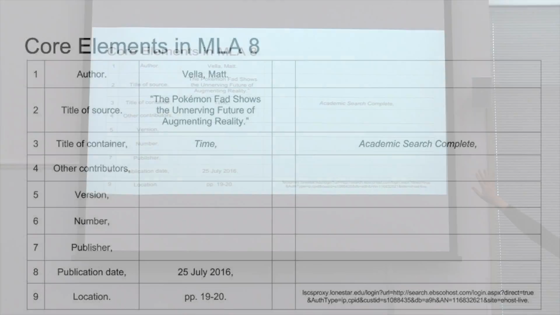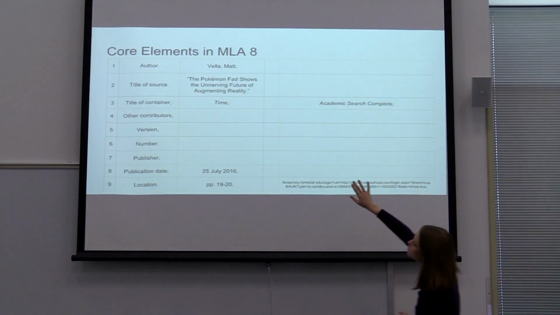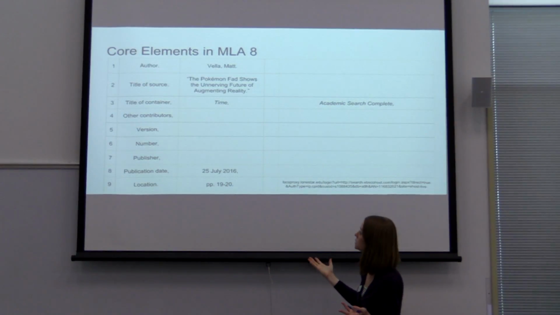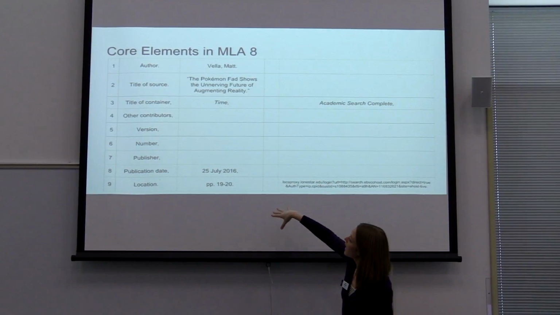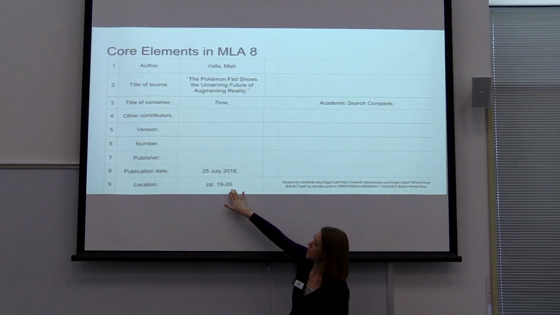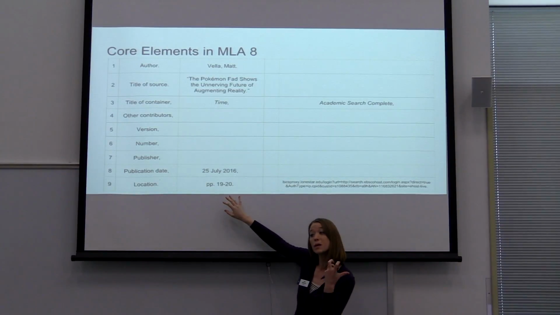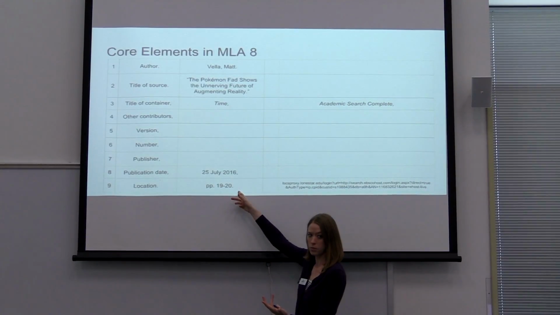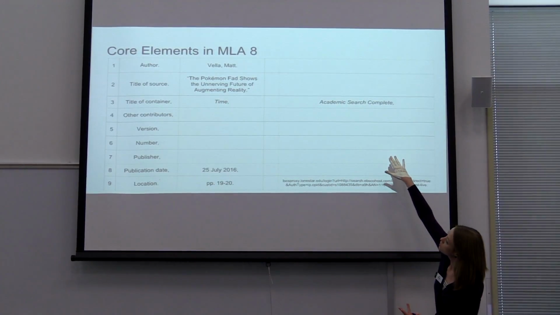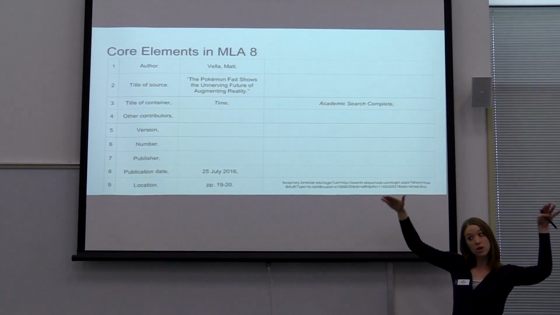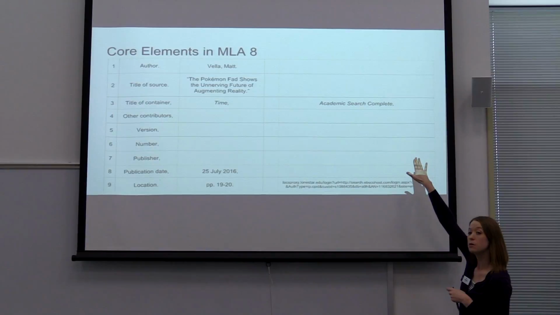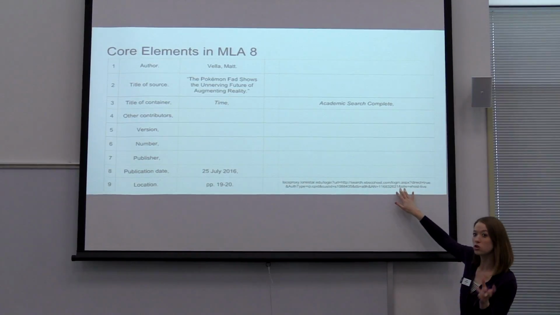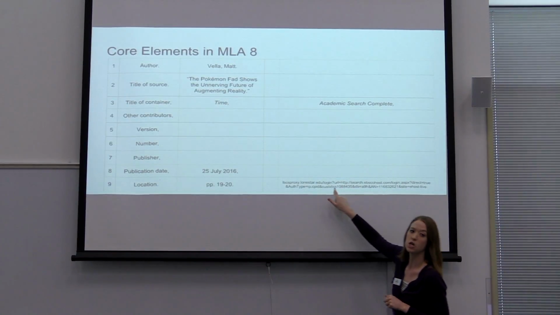So here is a Time Magazine article. You can see we've filled in the author, the title of the source. The title of the first container is the magazine, it's Time. And the only other information that I have is the date and the location. And so for this first container, the location of the source is actually where in the container it's going to be found, and so those are our page numbers. And then I can fill out lines 3 through 9 again for my second container layer, and all that's going to consist of is the name of my database. It was Academic Search Complete in this case. And the location of that article in the second container is going to be that URL.